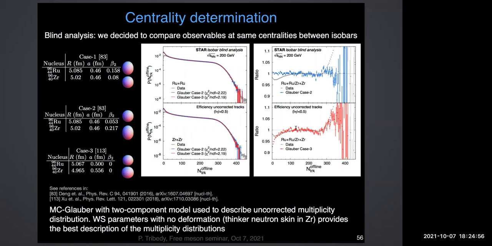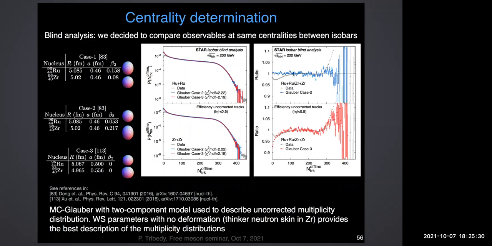No, that's not why. Before we started the analysis, all the models predicted that the multiplicity would be the same between the two isobars in 20 to 60% centrality. 60% is difficult, so we did all the analysis in 20 to 50%. All the models were showing, before the blind analysis, that multiplicity will be the same, v2 will be close, and the signal will be different. So this is why we did it, but we could have done otherwise.